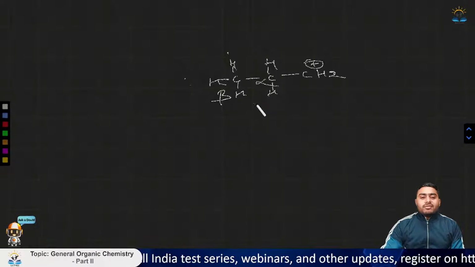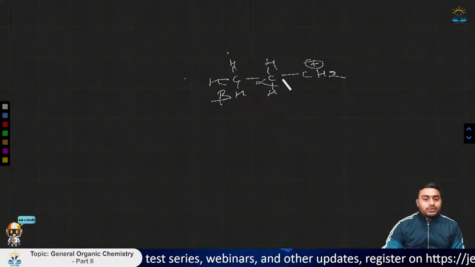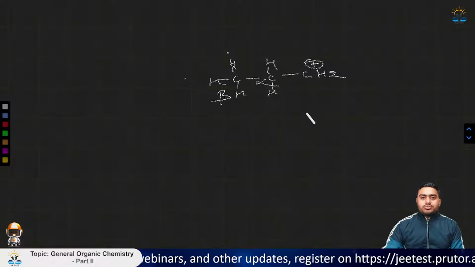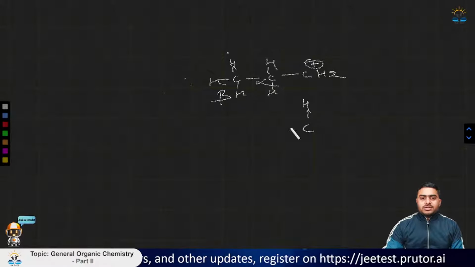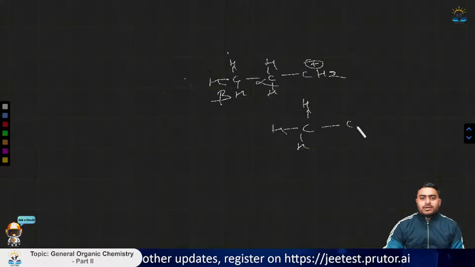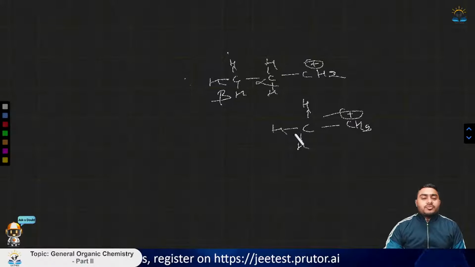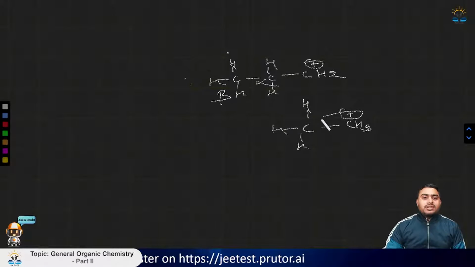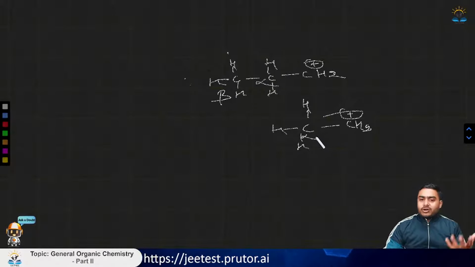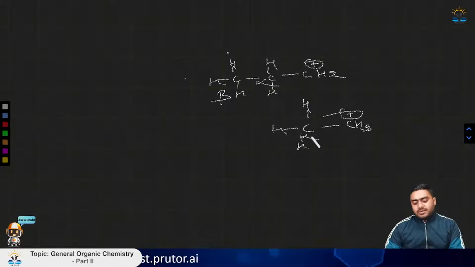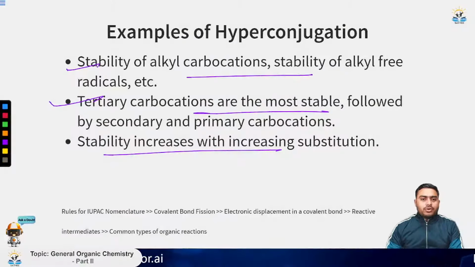Okay, so the alpha carbon has two hydrogens, but if I attach this CH2 positive directly to this CH3, it will have three hydrogens. So definitely three hydrogens means it will be more stable. So the more the number of alpha hydrogens, the more the number of hyperconjugating structures, and the more the stability, like this. Okay, so this is hyperconjugation.